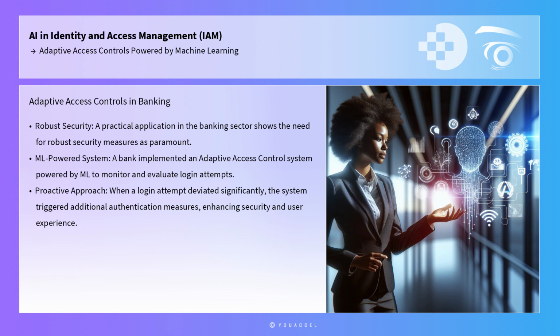The bank implemented an adaptive access control system powered by ML to monitor and evaluate login attempts. By analyzing historical login data, the system established baseline patterns for each user. When a login attempt deviated significantly from the established pattern, such as an unusual geographic location or an atypical time, the system triggered additional authentication measures. This proactive approach not only enhanced security, but also improved the user experience by reducing unnecessary friction for legitimate users.